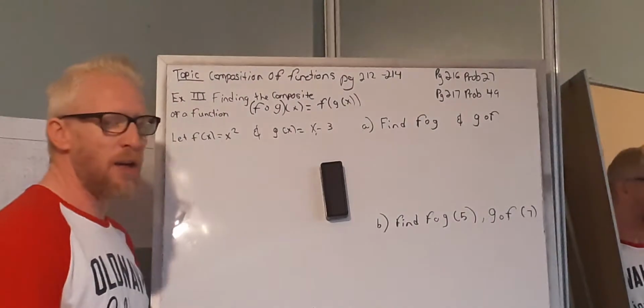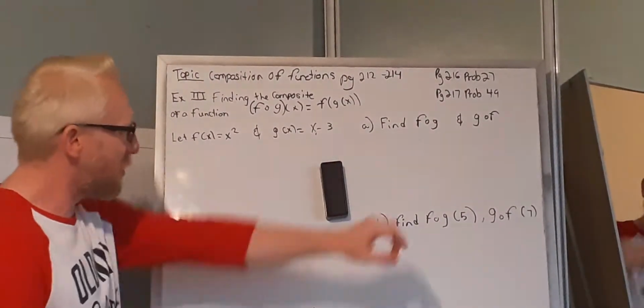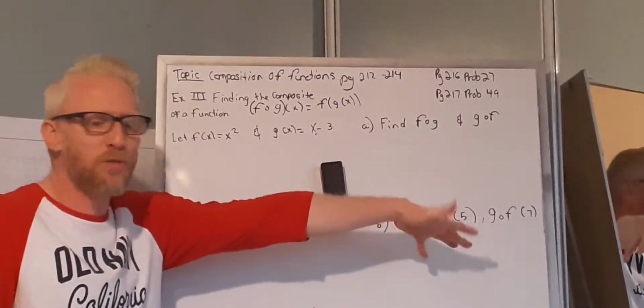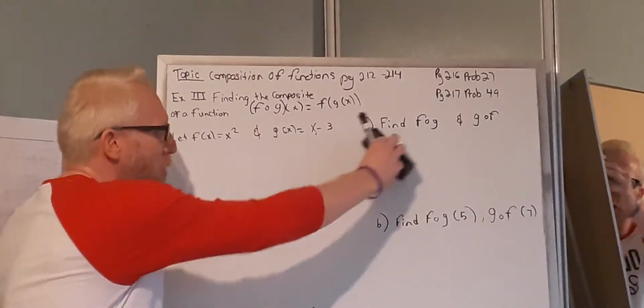So let's get down to it. This is on page 213, and what they're asking us to do is to find f of g, find g of f, and then evaluate those functions, in this case for 5 and for 7 respectively. But how do we get started? How do we do it?